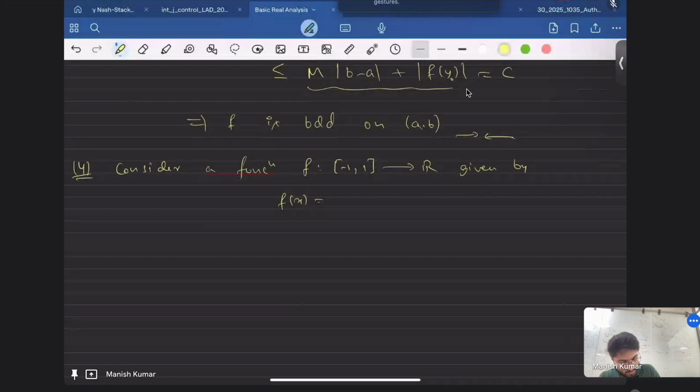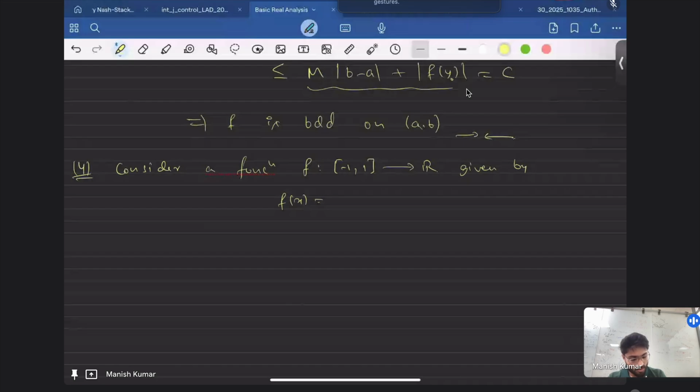Sir, will the above result also be true on the closed interval AB? Sir, if we replace the open interval by a closed interval? You are saying you want to replace the whole thing by a closed interval? Yes, sir. We can apply the mean value theorem separately for the closed interval AB. You're saying for A and for B.